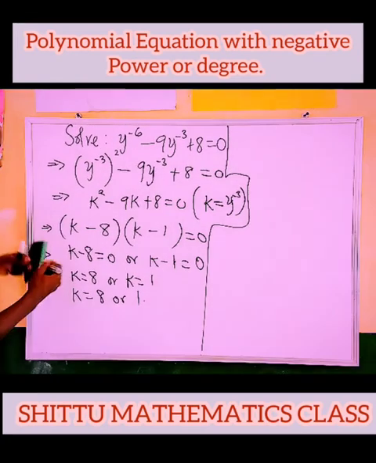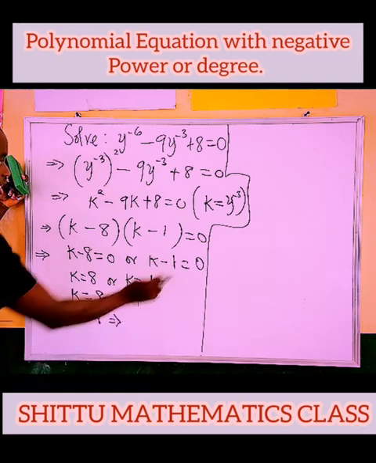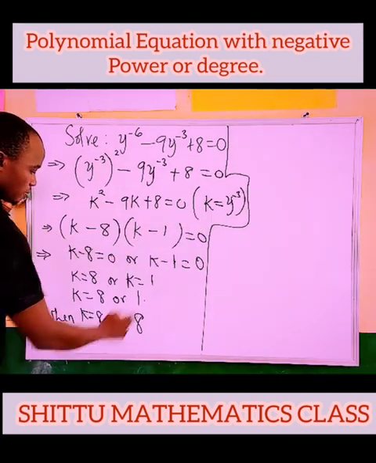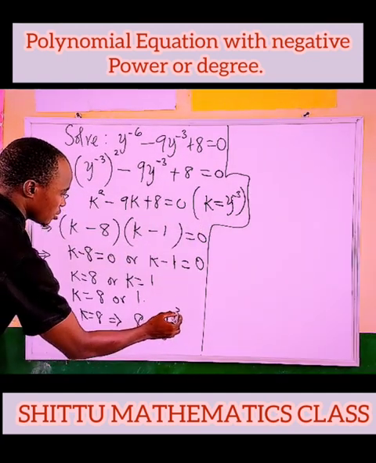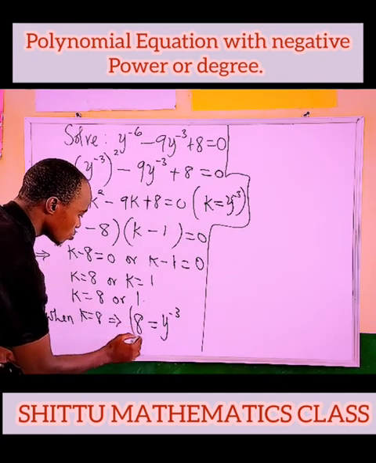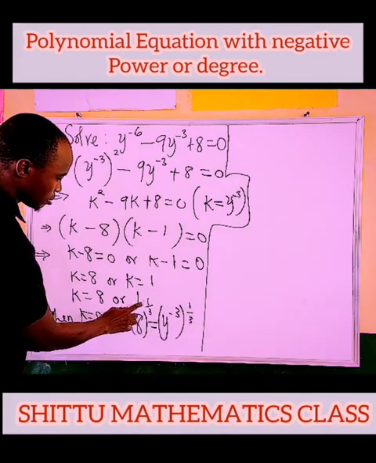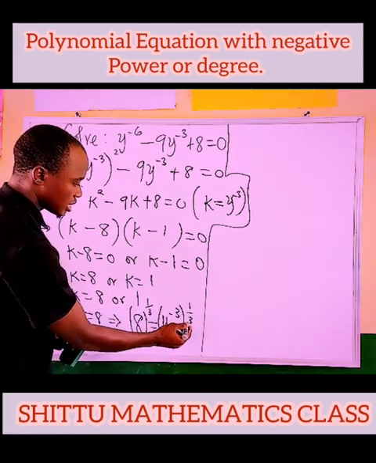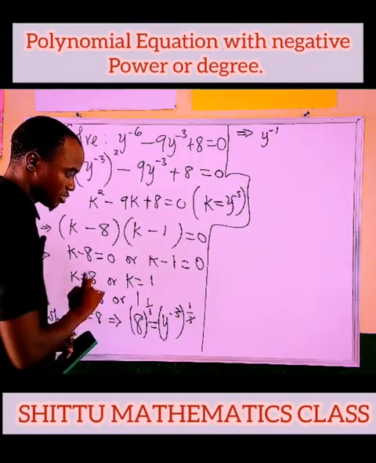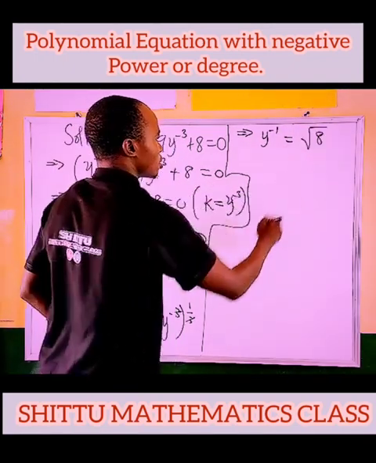So now when k equals 8, anywhere you see k, replace with 8, so 8 equals y to the power minus 3. Are you getting it now? So what are we going to do here? We are going to find the cube root of both sides. Taking the cube root of both sides, you can see that this one will cancel this one. So we have y to the power minus 1 equals the cube root of 8.